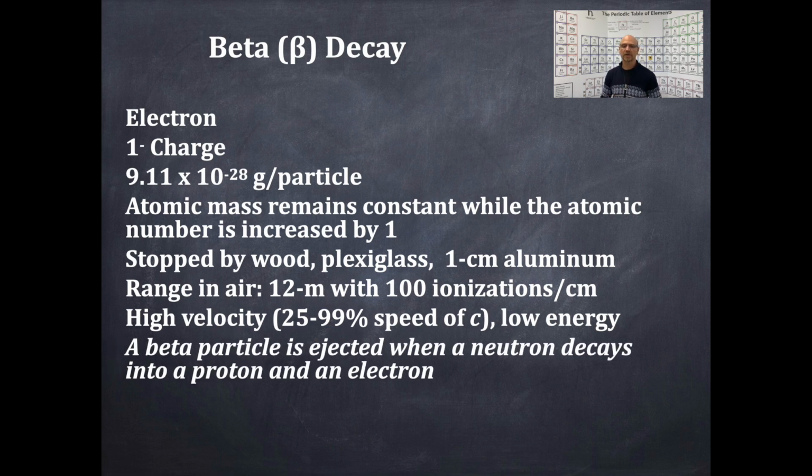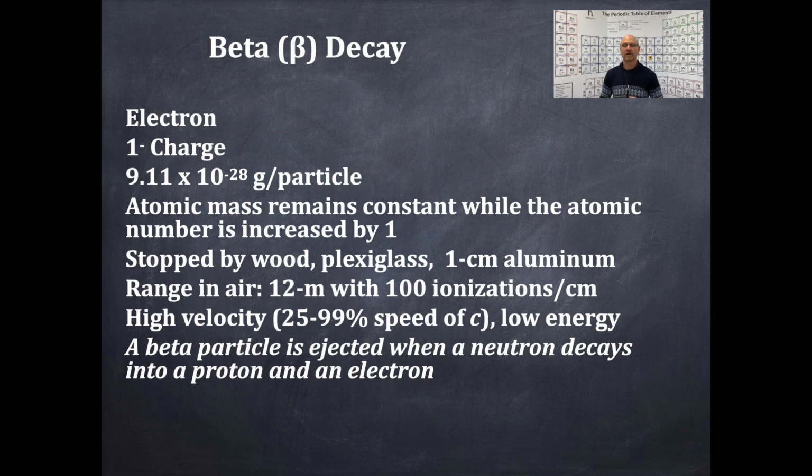And a beta particle, you might be thinking, wait a second, Mr. Montbriand, crazy hat chemist, dude, I thought we were talking about nuclear chemistry. And an electron is not in the nucleus. That's what you said at the very beginning of this little presentation. And that is correct. So what is actually happening? Since an electron is not in the nucleus, we've got to figure out what's happening. And what is happening is the beta particle is ejected when a neutron decays into a proton and an electron.